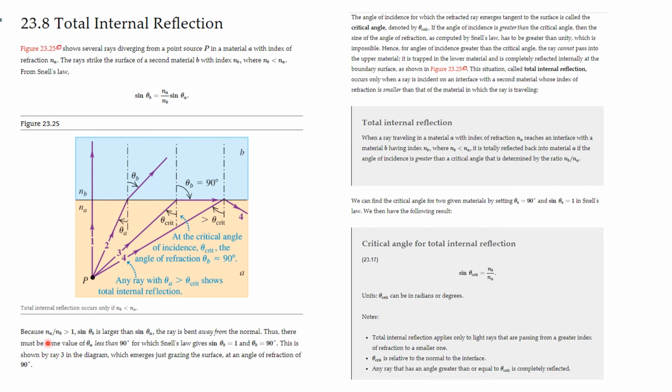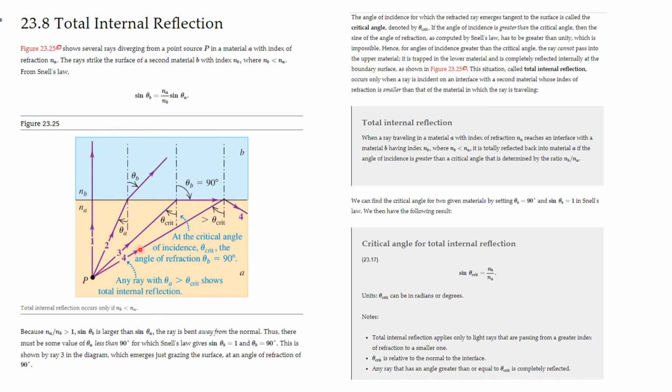Because n sub A in this problem over n sub B is greater than 1, the sine of theta B is always larger than the sine of theta A, so the ray is going to be bent away from the normal. So it starts being bent away from the normal, and as this one changes, it will be bent more and more away from the normal until it's finally bent this way against the normal. Now think about that.